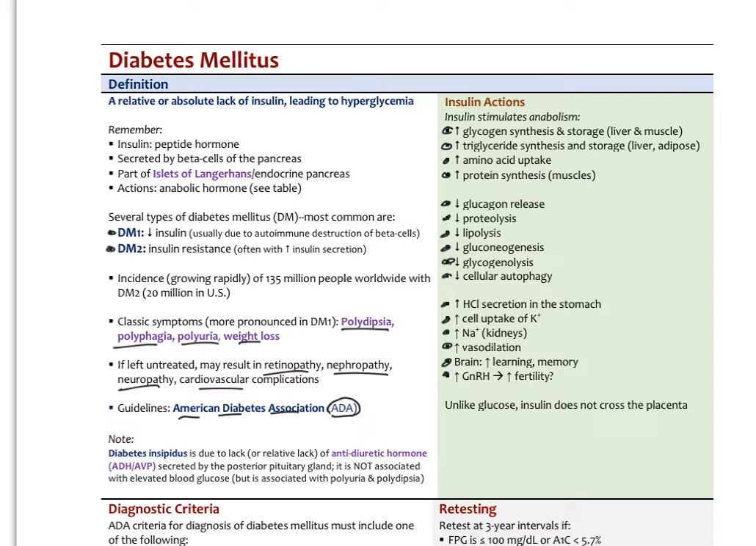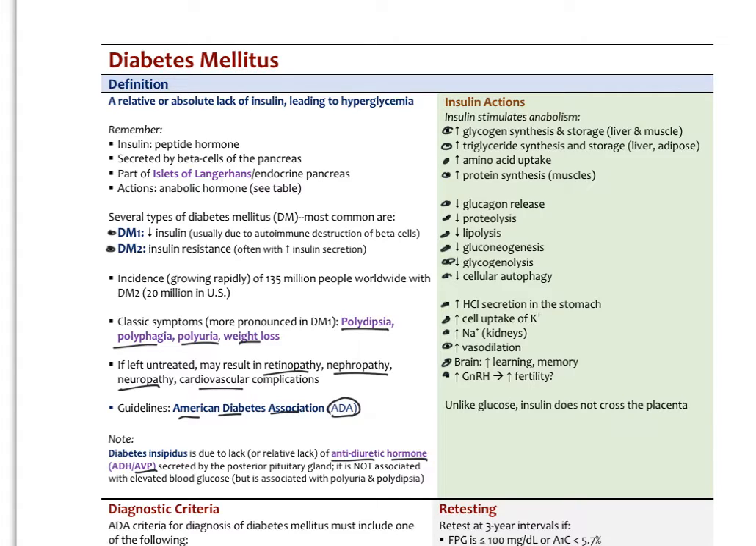Be sure to differentiate diabetes mellitus from diabetes insipidus. There's another type of diabetes, much more rare, which is due to lack or relative lack in sensitivity, for example at the kidneys, of antidiuretic hormone. This is a pituitary hormone. Of course, it's also called arginine vasopressin or just vasopressin, secreted by the posterior pituitary.